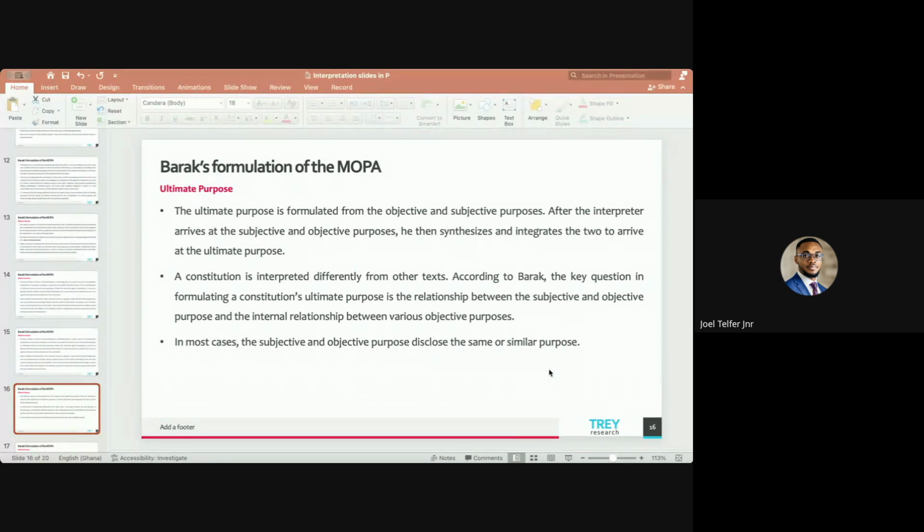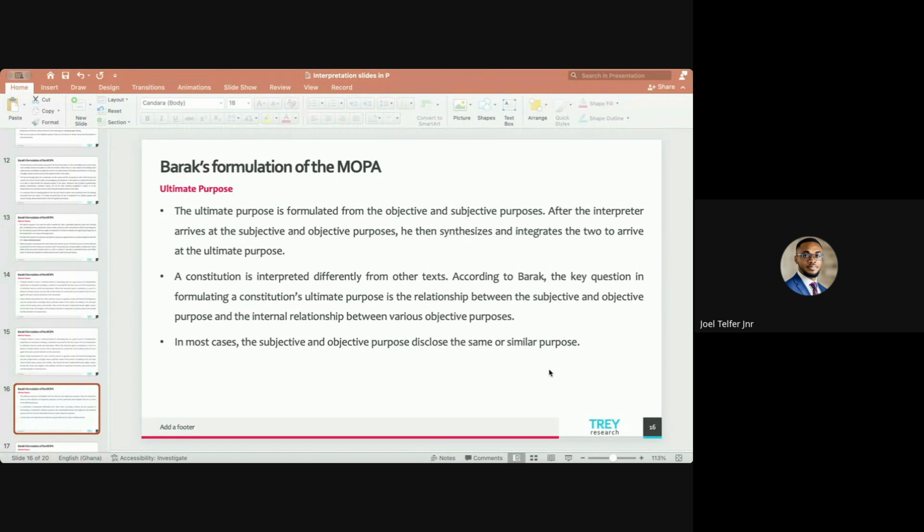Let me break it down. Barak says that there are two purposes of a text, or two broad areas under which an enactment may have come into force. He says there's the subjective purpose and the objective purpose. When you're making an argument with somebody and the person says, oh, you are being subjective, that means you are only viewing it from your perspective.